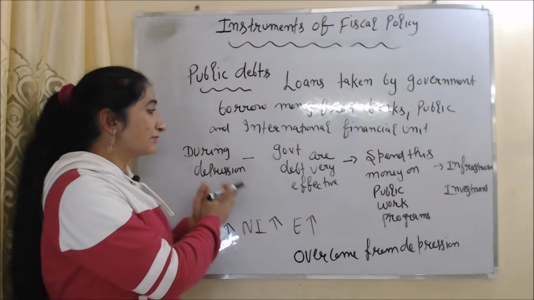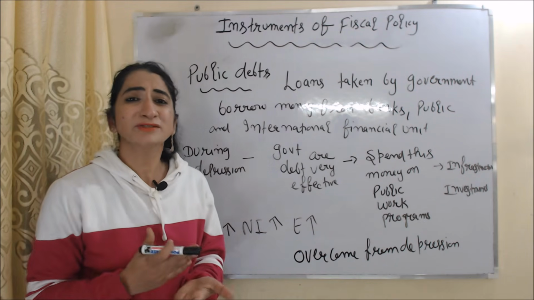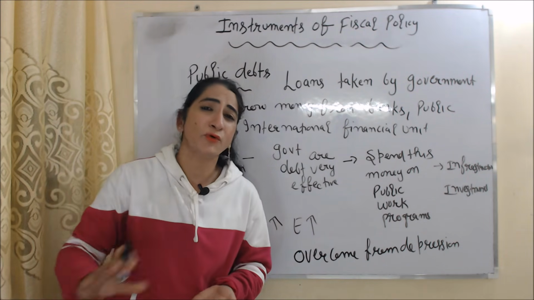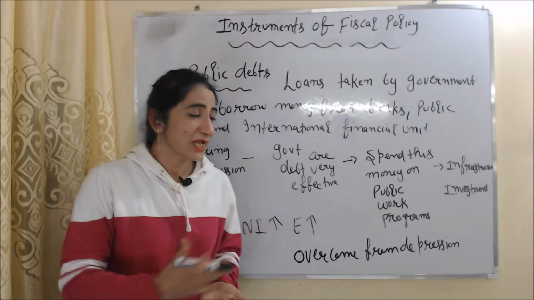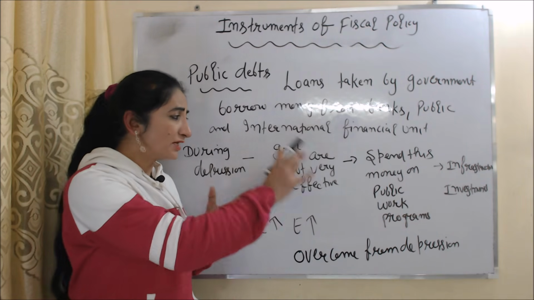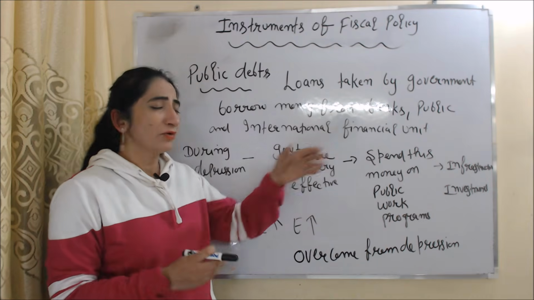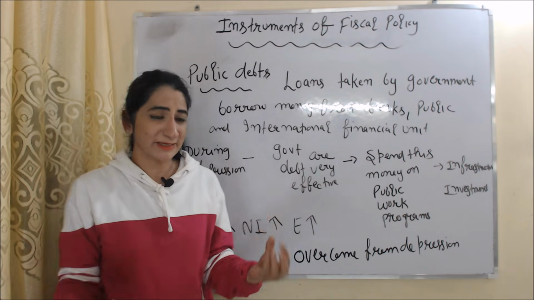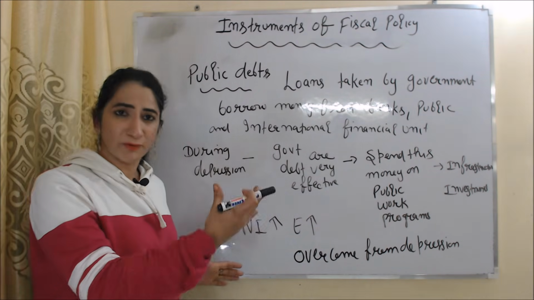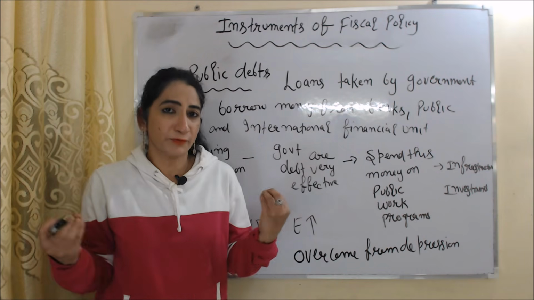During depression, government debt is very effective because in this time period, the private sector doesn't want to invest because demand is very low. If government takes debt and uses this money on a public work program or in infrastructure or does some investment, as a result demand, national income and employment will increase and we can overcome depression.